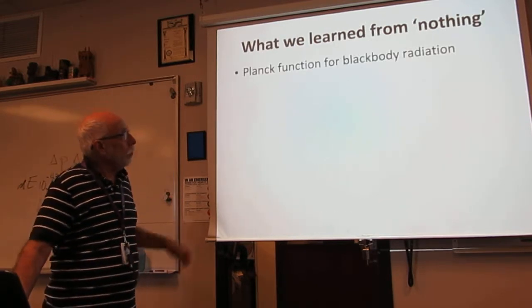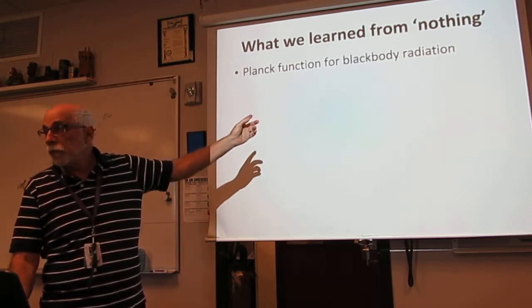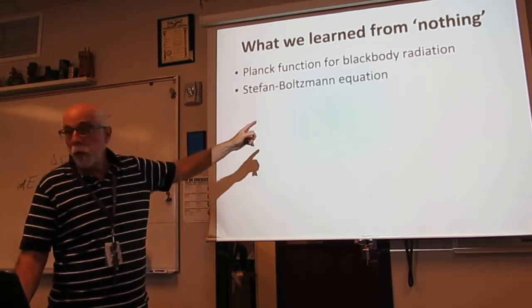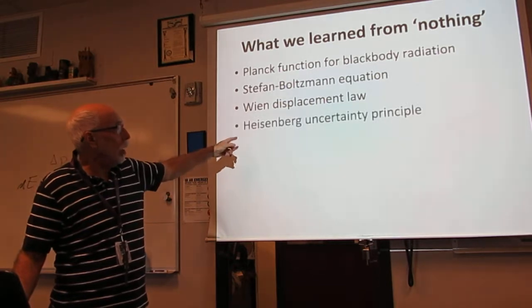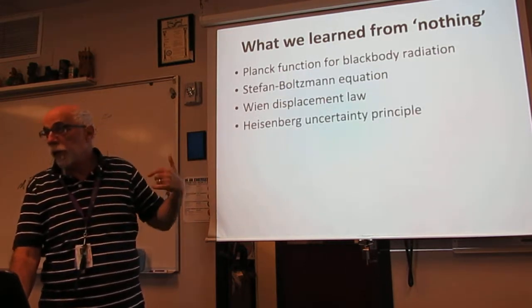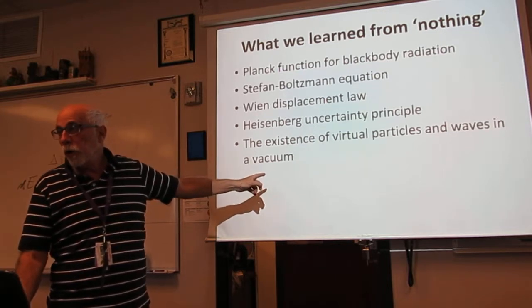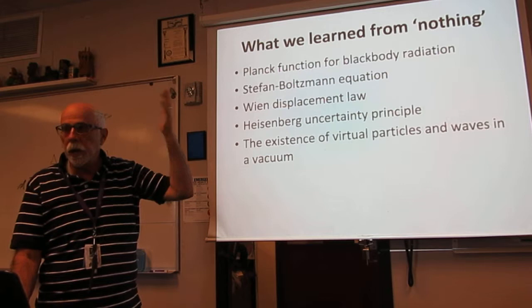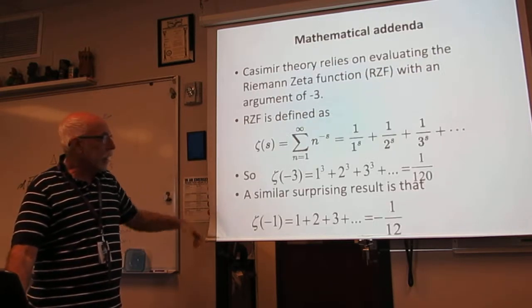So what have we learned? Well, everybody got a little introduction to Planck's function for the black body, the Stefan-Boltzmann equation, the sigma T to the 4th, the Wien displacement law, the Heisenberg uncertainty principle, we got a chance to refresh on that, the existence of virtual particles and waves that appear and disappear on a time scale of 10 to the minus 30 seconds or something like that, and we learned about the Casimir effect.